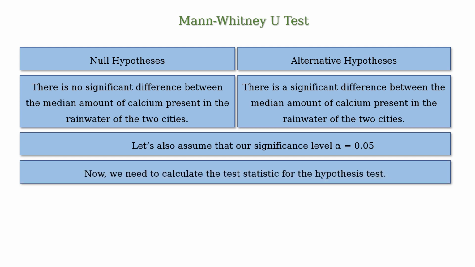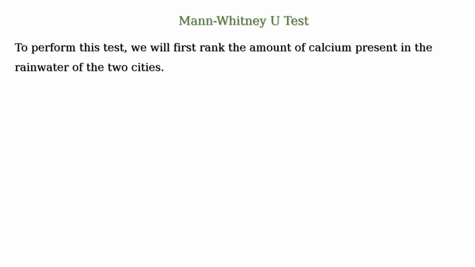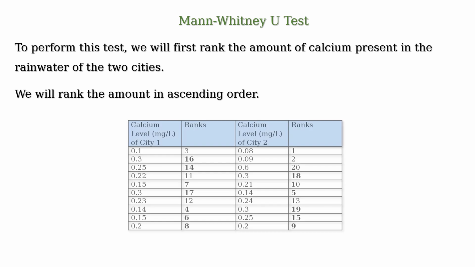So, to perform this test, we will first rank the amount of calcium present in the rainwater of the two cities. We will rank the amount in ascending order. So, after ranking the data, the table should look like the following.